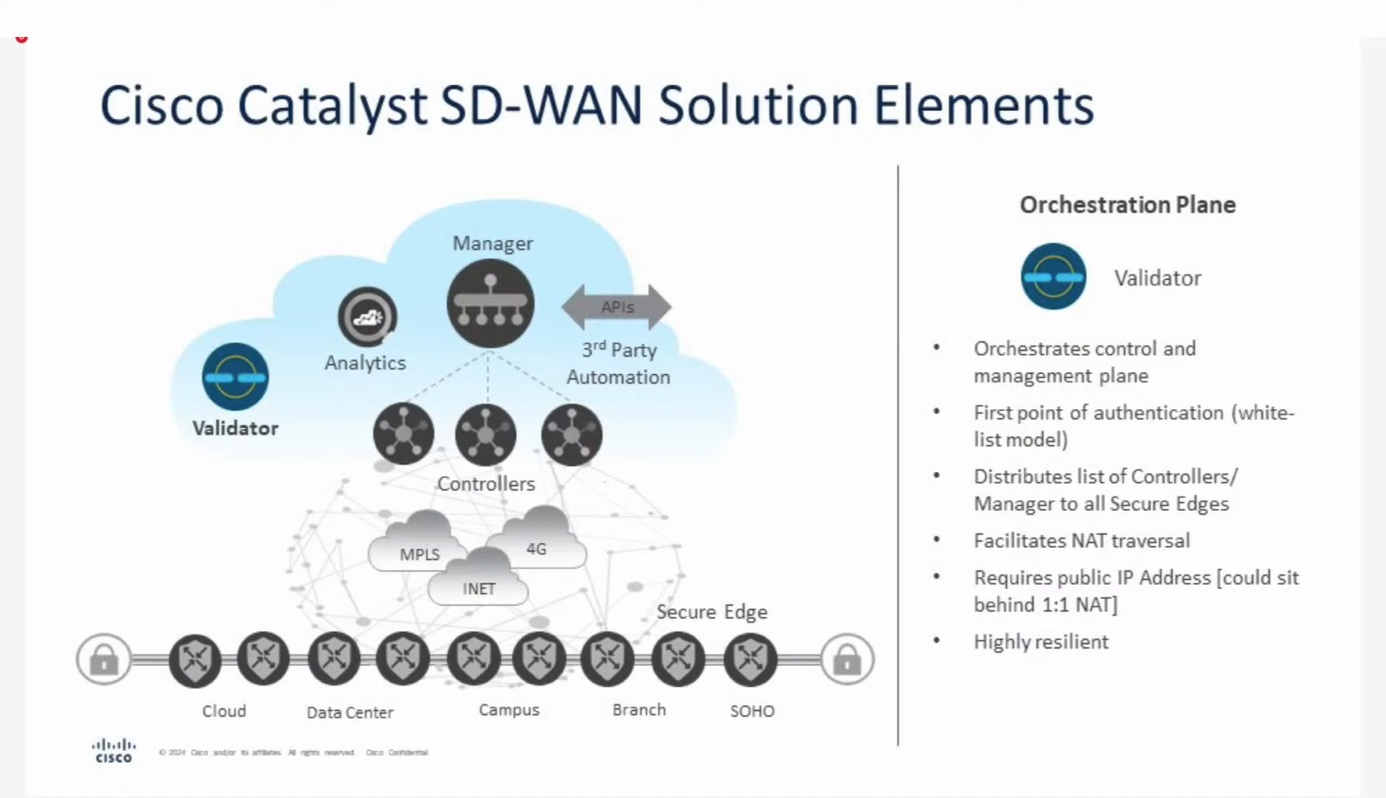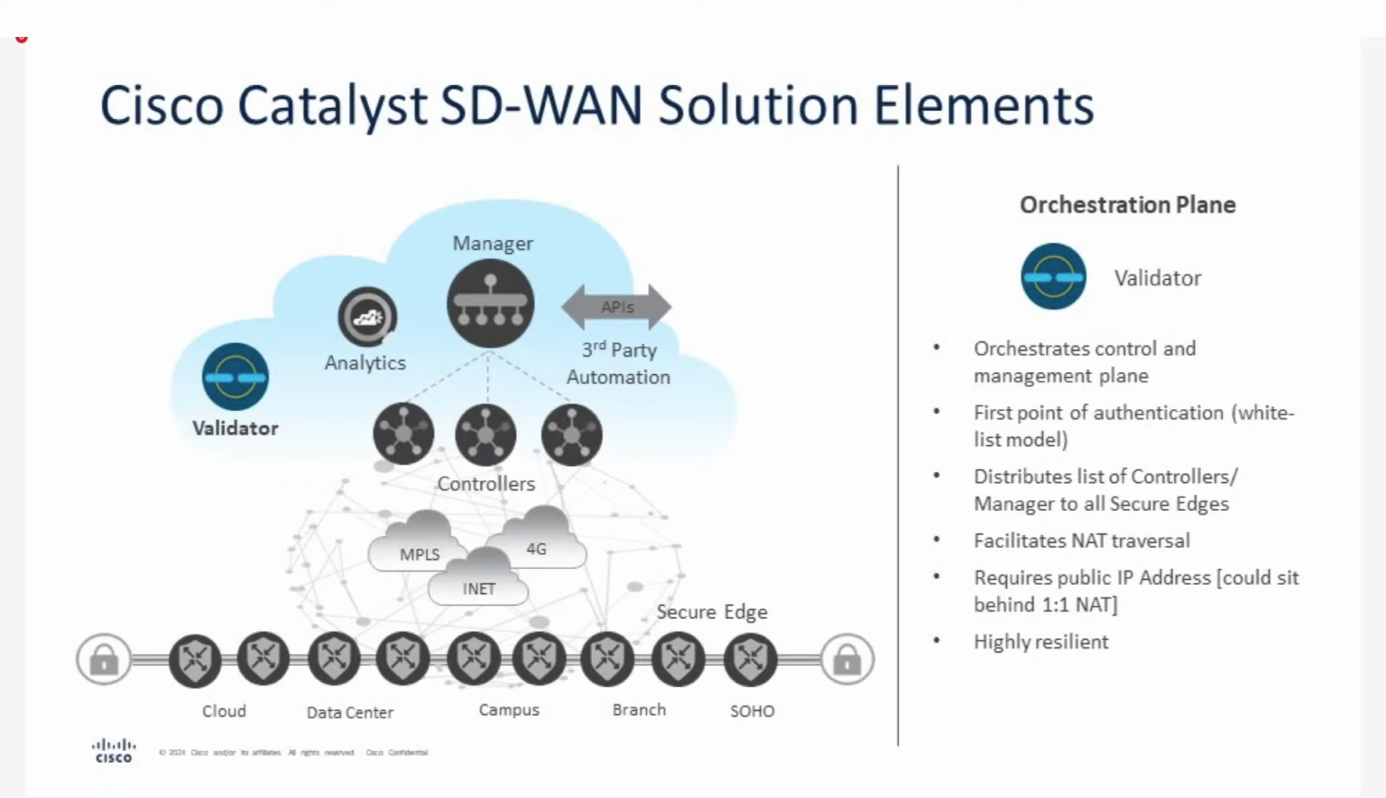So the first one we have here is the orchestration plane. The software-based component here performs the initial authentication of our WAN edge devices and the SD-WAN controller components as well. It actually goes through a three-phase mechanism for authentication. The first one is your device certificate, the second one is your org name, and the third one is the actual certificate serial number of the device. So these are the three mechanisms which the validator uses to authenticate the devices.